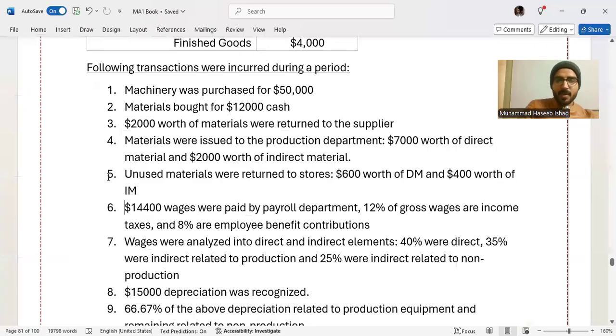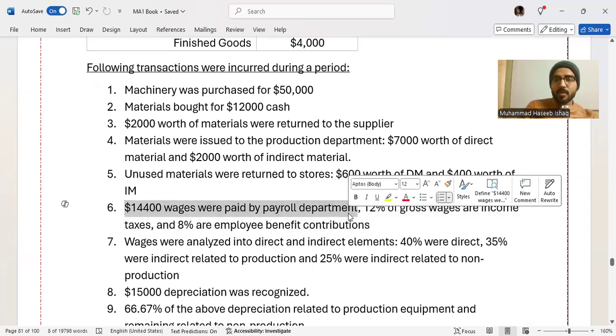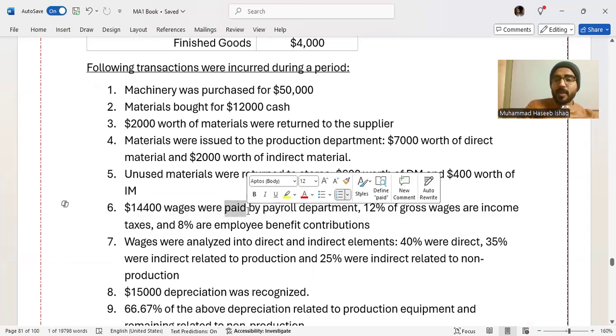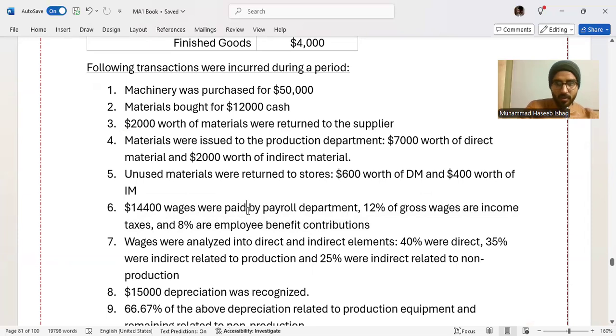So now let's get back to the sixth transaction. What is written here is that 14,400 wages were paid by the payroll department. You have to note this word, that these were paid by the payroll department. So is this the gross wage? No, this is the net pay. Why? Because net pay is the amount that gets paid to the employee. Gross wage never gets paid to the employee, because we have to do the income tax reductions and the benefit contribution, pension reductions.